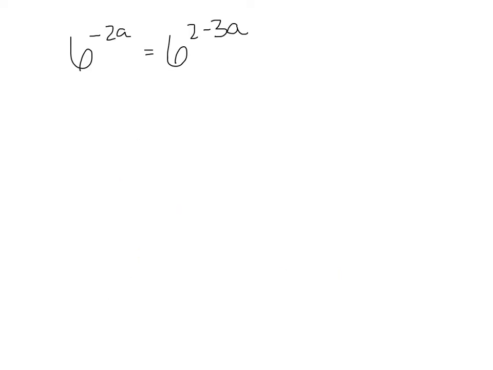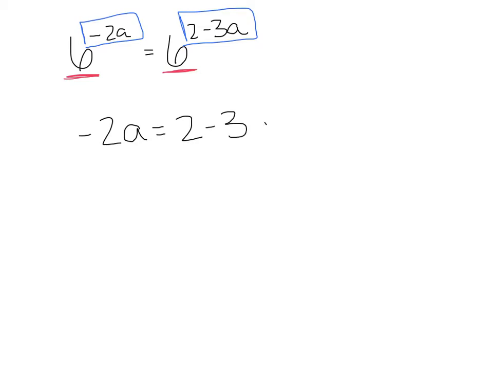So here we have 6 to the negative 2a, and we know that it equals 6 to the 2 minus 3a. To figure out if we can solve this using common bases, we have to look at the bases. 6 and 6, they're the same. So what we know is that the two exponents are equal to each other. So we know that negative 2a equals 2 minus 3a. Now we have a basic equation that we can solve using stuff that we've been doing for ages. Add 3a to both sides. So you get a equals 2.